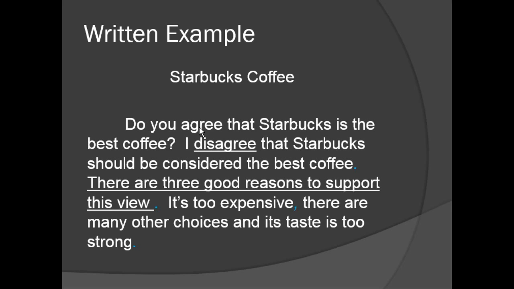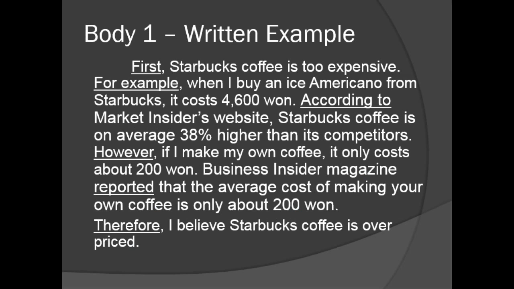Okay, and in this case, we're going to have an opinion, so it's an opinion paper. And there are 3 good reasons to support this view. This is called the preview, or it could be background information. It is too expensive. There are many other choices, and its taste is too strong. Okay, now why don't we check out the first body paragraph. This would be your second paragraph in your essay.